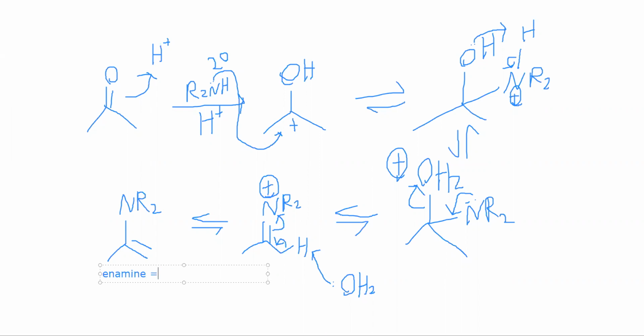And it forms when you add a secondary amine to a ketone or an aldehyde. Okay, so yeah, primary amine will give you an imine, secondary amine will give you an enamine. And you can also reverse these reactions by adding water, just like you could reverse the reactions with the acetal by adding water.